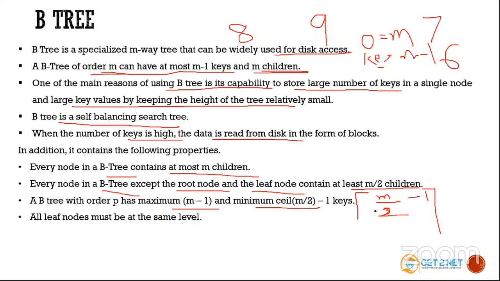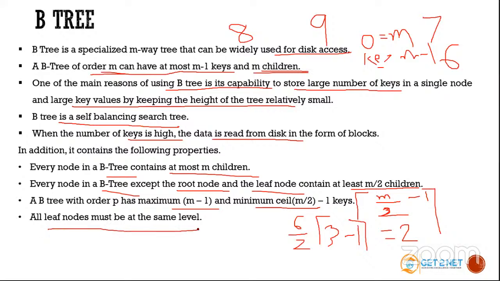Ceiling means this: if my m is 6, 6 by 2 is 3, 3 minus 1 is 2. That means we have the minimum number of keys as 2. And the maximum should be m minus 1.